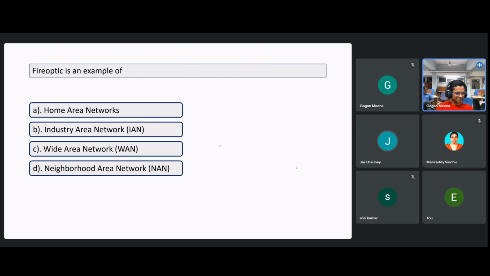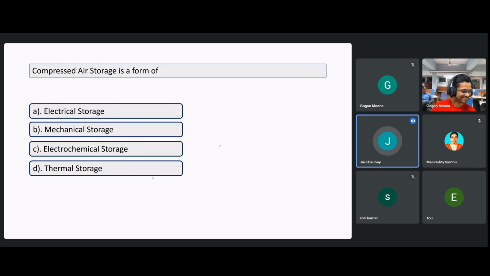So now let us move to the next question. Fiber optic is an example of which of these communication networks? The wide area network. Correct. It is wide area because it's over a long distance, high speed. The backbone of present day communication. We have undersea cables, fiber optic cables network is there. So the entire internet is using that.